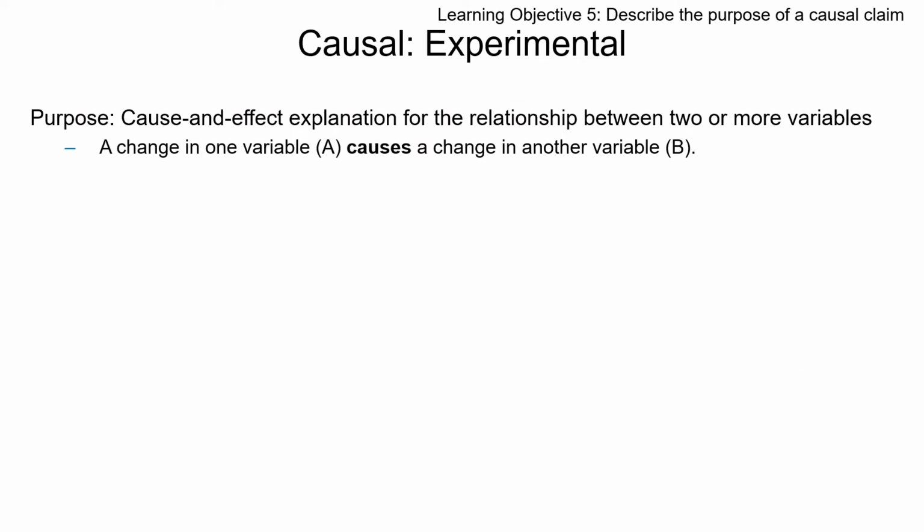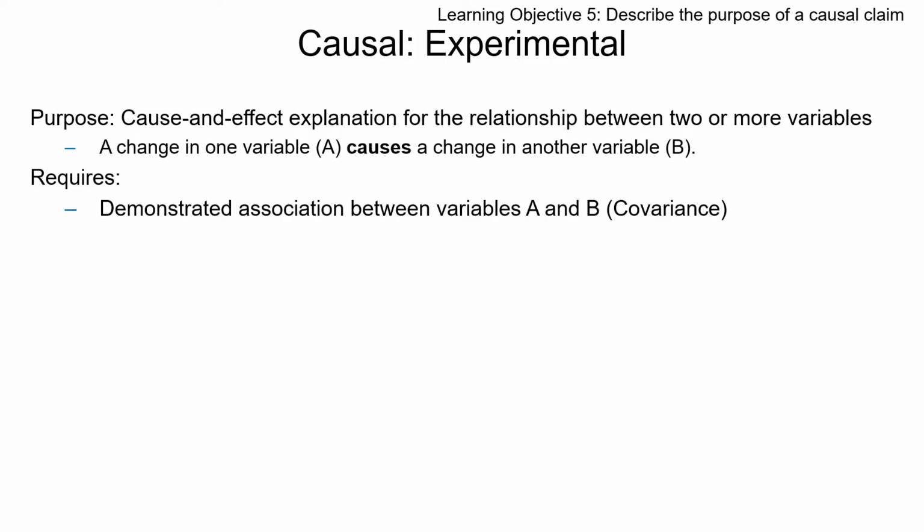Which gets us to our fifth learning objective. We're already at 5 of 9, pretty quick there. So this is to describe the purpose of those causal claims I was talking about. The purpose is a cause and effect explanation for the relationship between two or more variables, where a change in one variable causes a change in another variable. And as I said, we've got those requirements. Let's look at those requirements now.